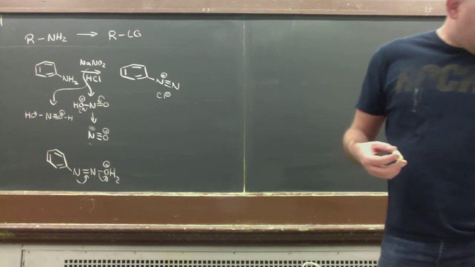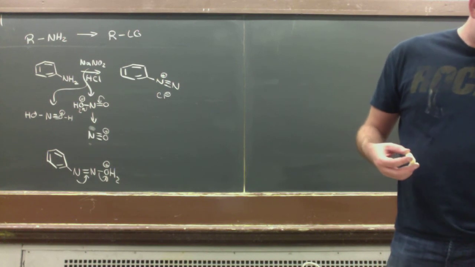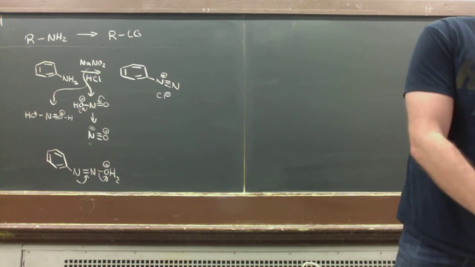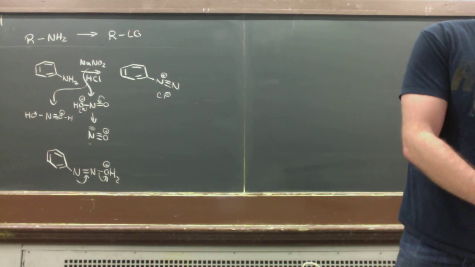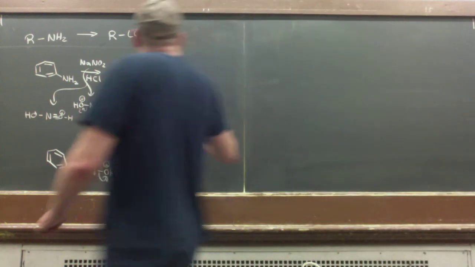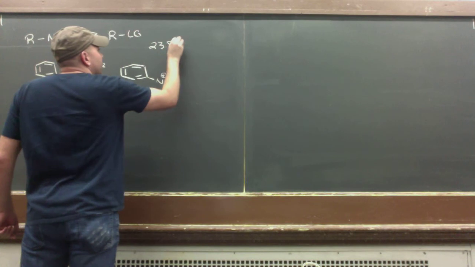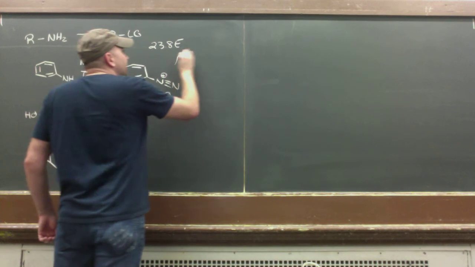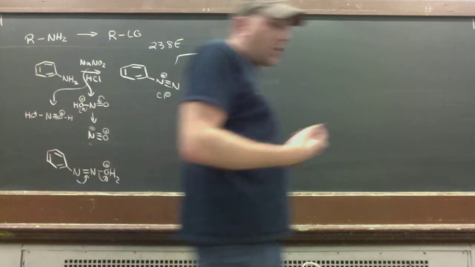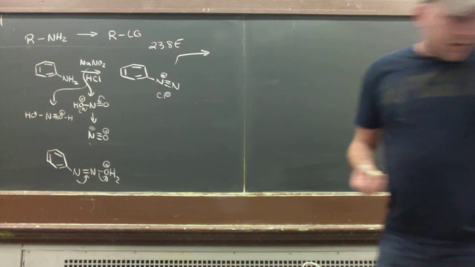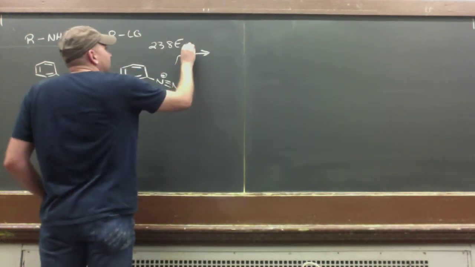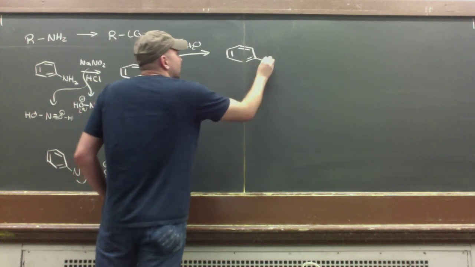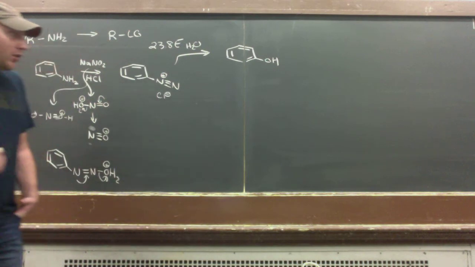What section is this? It's 23, I'll write it down in a second. 23.8e. Again, it has a table that discusses a lot of the different transformations that you can do from here. We went over a lot of these last week. So if you take this compound and treat it with water, you're going to effectively do nucleophilic substitution on there, and you can get compounds like phenols.